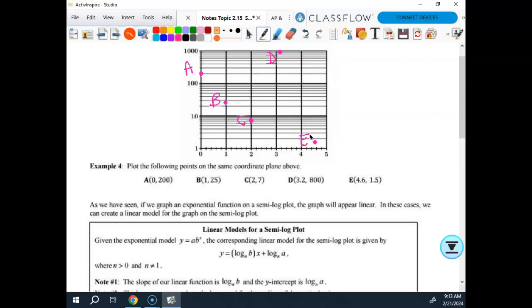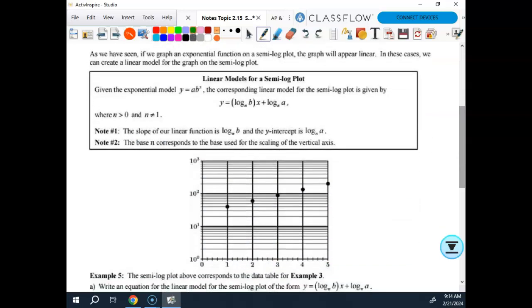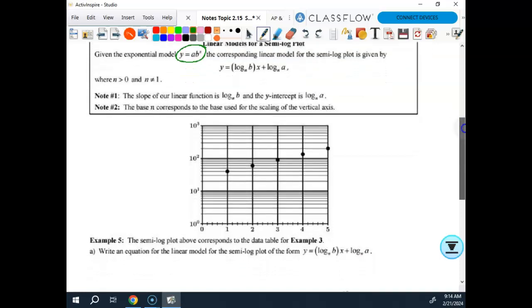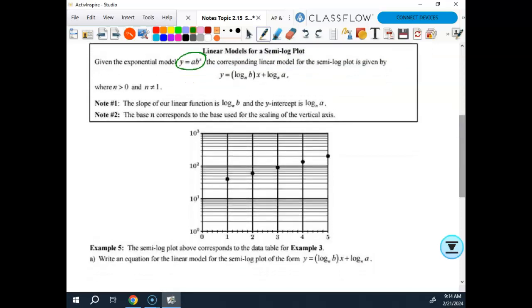Beautiful. All right. So then, as we've seen, if we graph an exponential function on a semi-log plot, the graph will appear linear. Remember, it's not linear, it appears linear. That's fine and great. In this case, we can create a linear model for the graph. Our linear model for a semi-log plot, given the exponential model in this form, y equals a times b to the x, with no other transformations going on here. We're not going to get crazy difficult with this. The corresponding linear model for this semi-log plot is given by this.